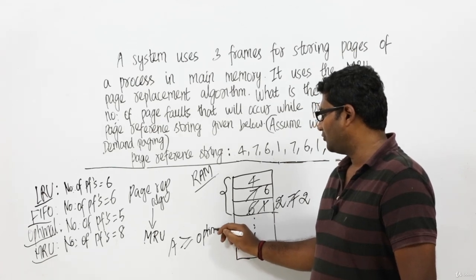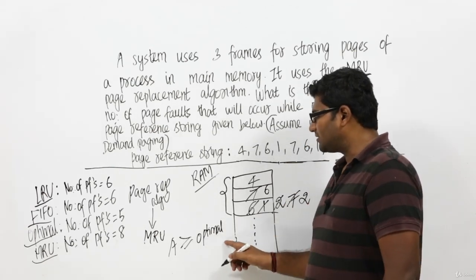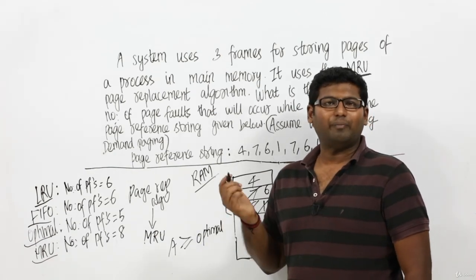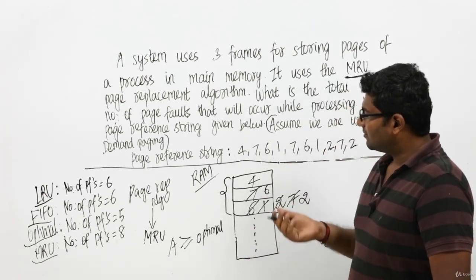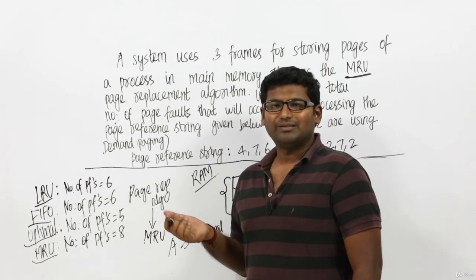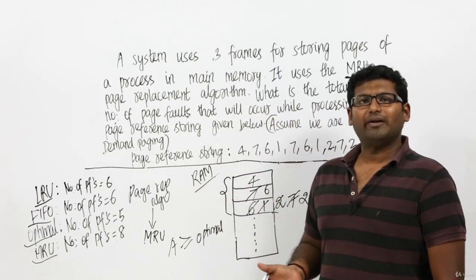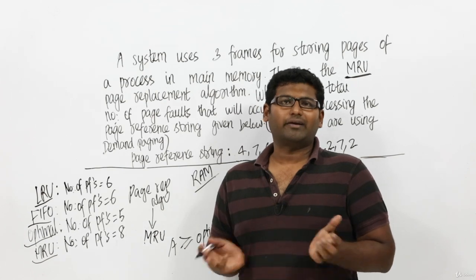That's what I am saying, that optimal is the best algorithm. Whatever algorithm you use, you are not going to get a number of page faults less than that of optimal. Fine, but there is a problem here. Though the optimal algorithm gives the least number of page faults, it is not practically implementable. We cannot implement this practically.